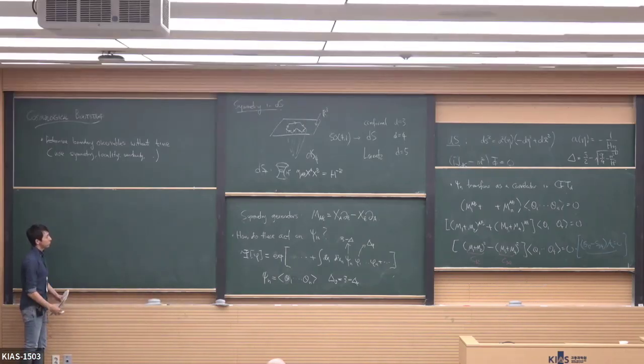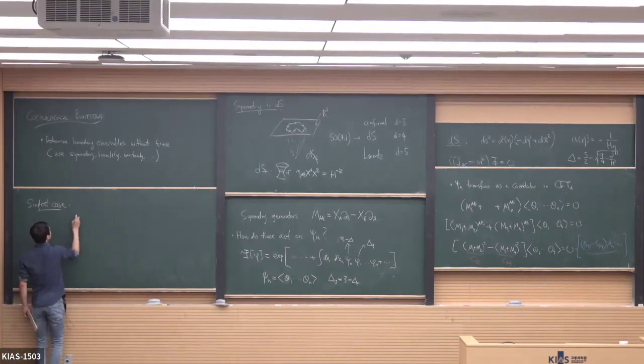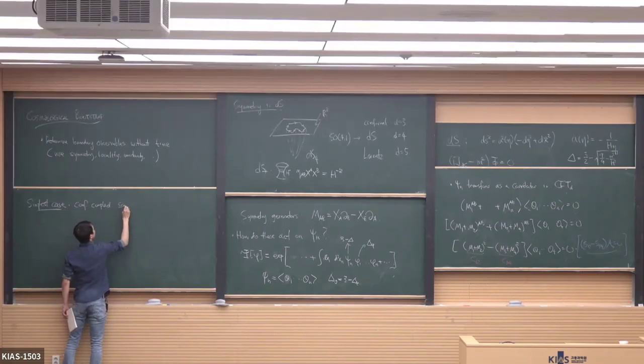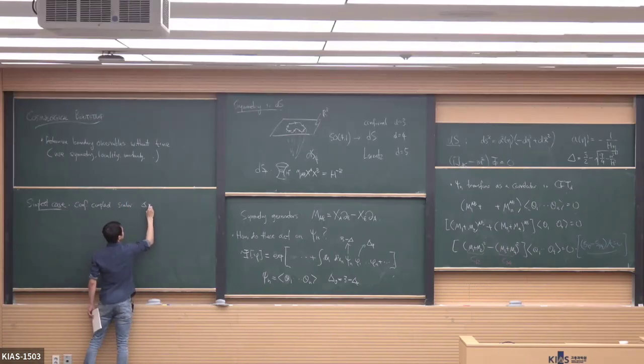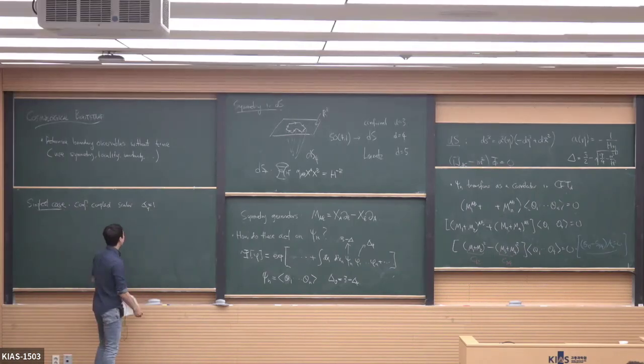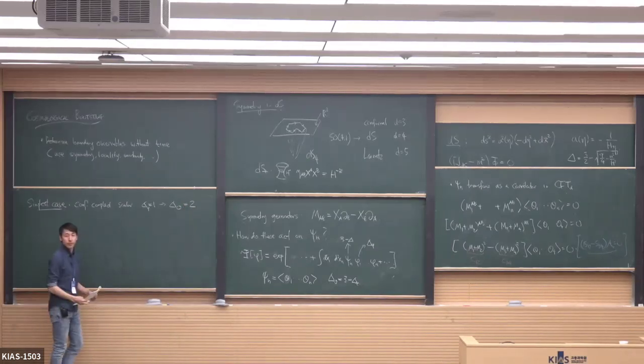Okay, so let's try to solve that differential equation for the simplest possible case first to get some idea. The simplest possible case is the conformally coupled scalar, with dimension of the scalar field equal to 1, as I wrote down before, which implies that the dimension of the corresponding operator for the wave function is 2. Okay.